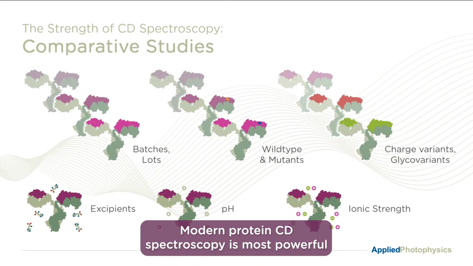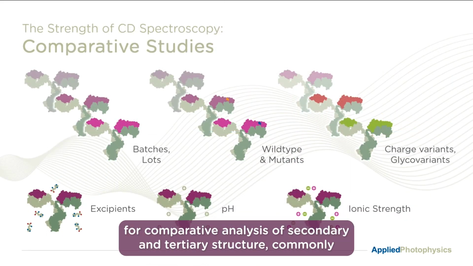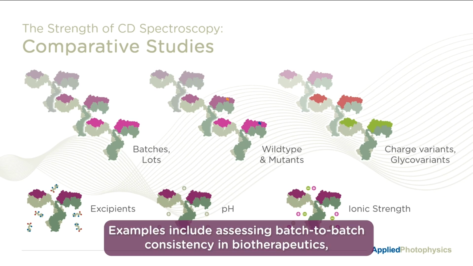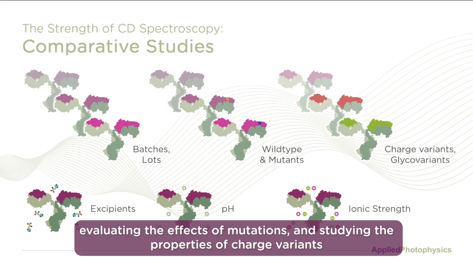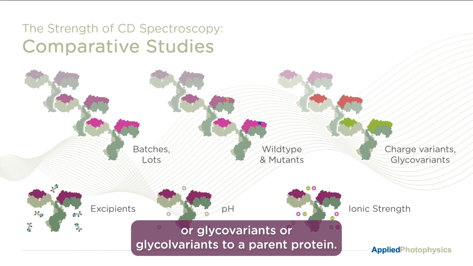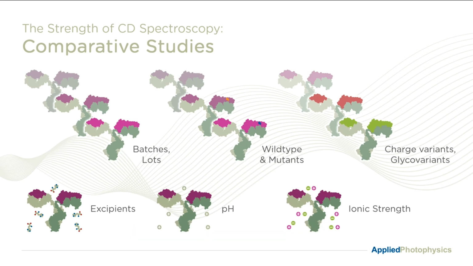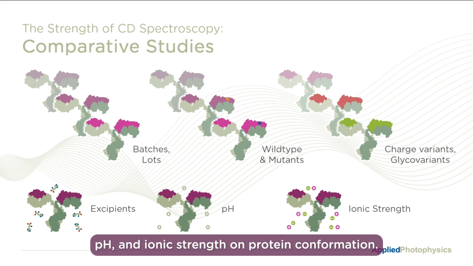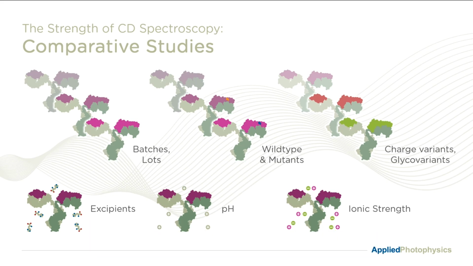Modern protein CD spectroscopy is most powerful for comparative analysis of secondary and tertiary structure, commonly referred to as higher order structure, or HOS comparisons. Examples include assessing batch-to-batch consistency in biotherapeutics, evaluating the effects of mutations, and studying the properties of charge variants or glycovariants to a parent protein. HOS analysis is also highly effective for studying the impact of formulation excipients, pH, and ionic strength on protein conformation.